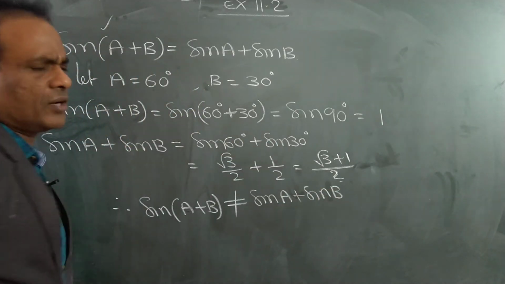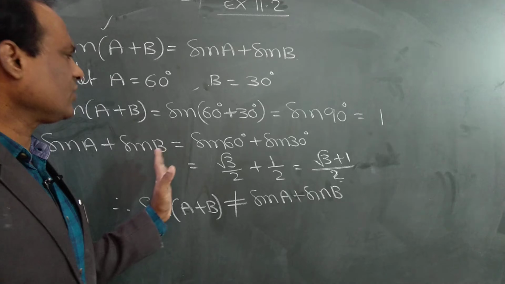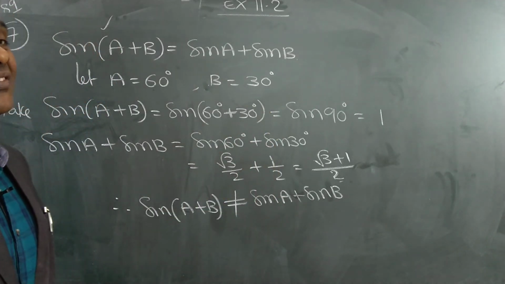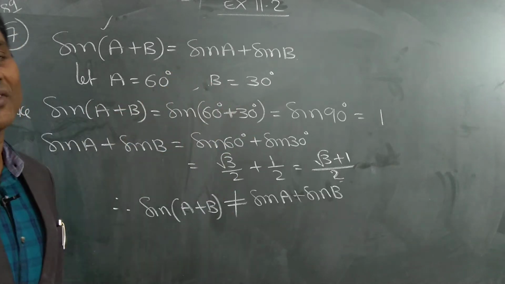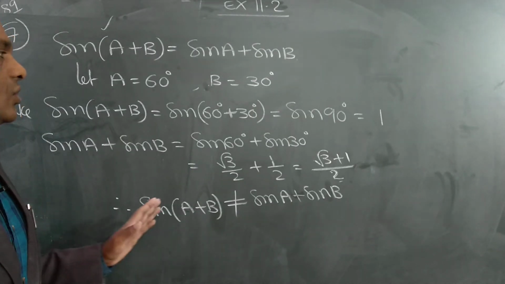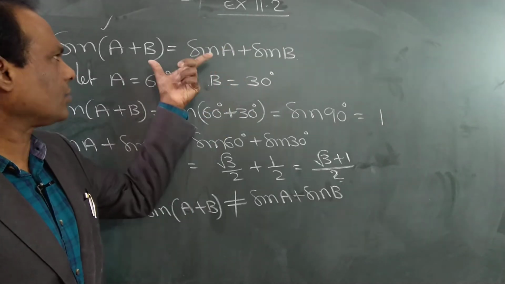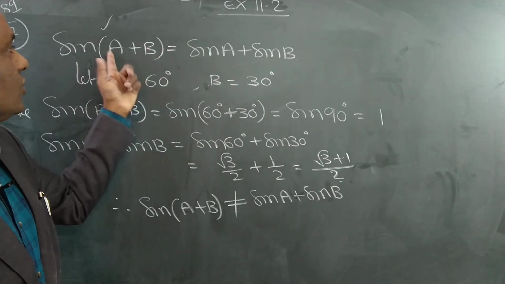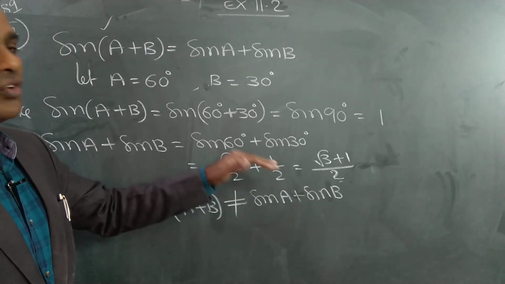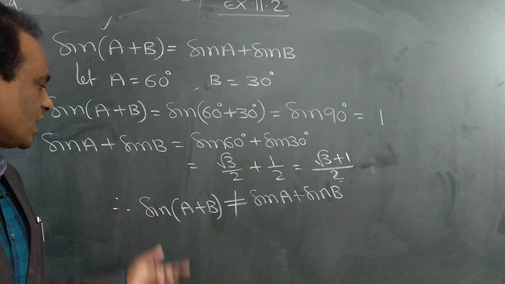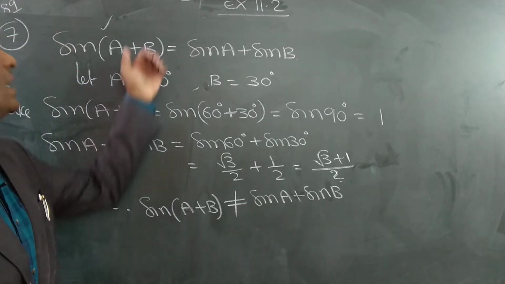We took some values and proved it. Any values we can take, but don't take 0. If you take 0, there will be some confusion. Other than 0, take any values, and both will not be equal. This is a wrong statement. These two are not equal. So how did we prove it? By taking one angle, we have proved that both are not equal. This statement is wrong.